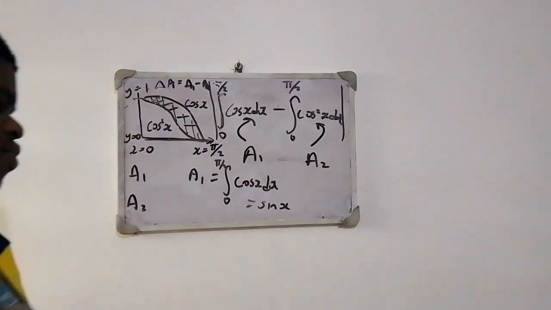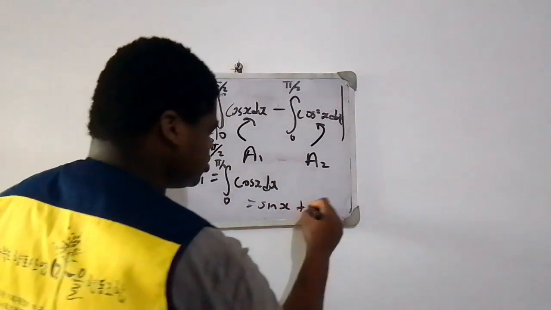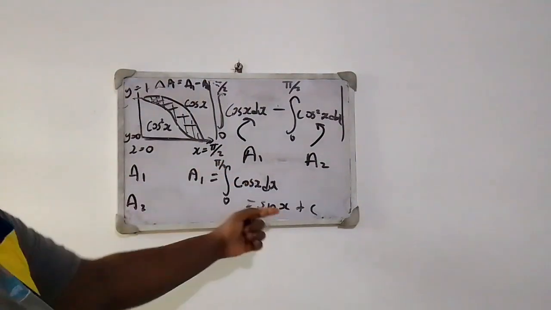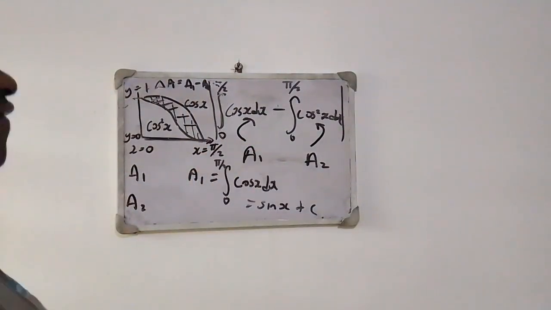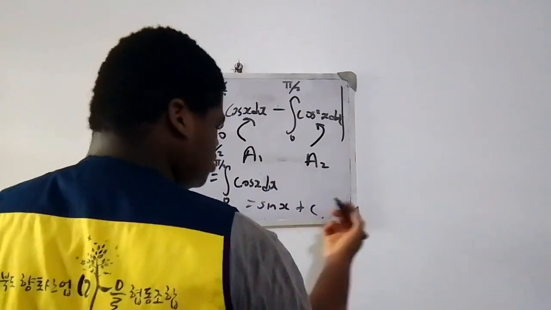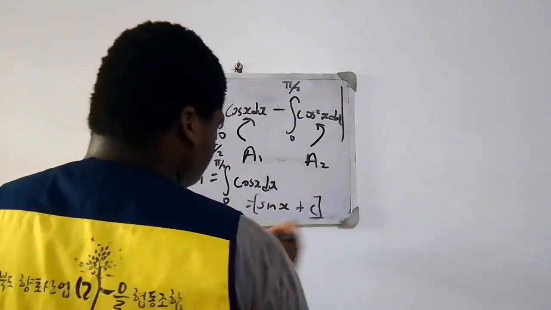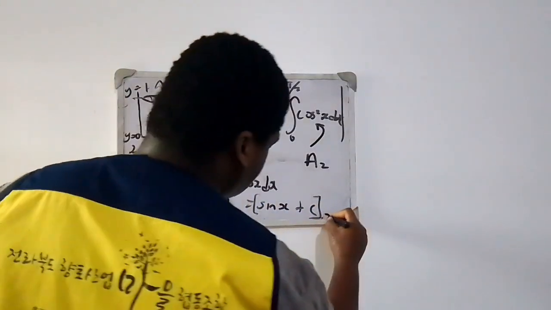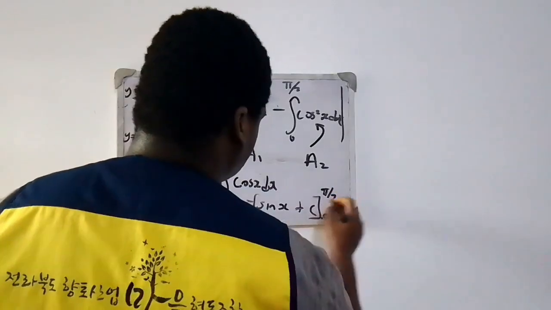I know most of you will be like, what? It's not just sin x, it's sin x plus c. But I'm going to tell you the reason why we're not going to have plus c. Let's finish solving, and I'll show you the reason why there's no need for plus c. So now, remember we have upper limit and lower limit. The lower limit is 0 and the upper limit is pi over 2.